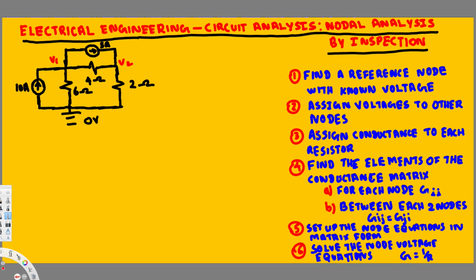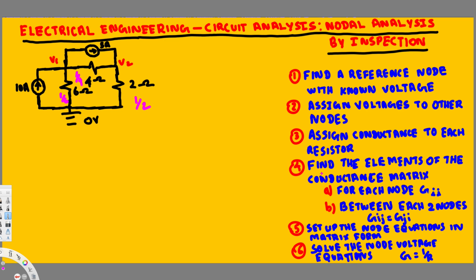The next step is to assign conductance to each resistor. Conductance is G, which is equal to 1 over R. We know that the resistance is 6 ohms right here, so the conductance is going to be 1 over 6. For this one, 1 over 4. It's overlapping, so I'll write this again. This is going to be 1 over 4, and for this one it is going to be 1 over 2. Now we have assigned the conductance.